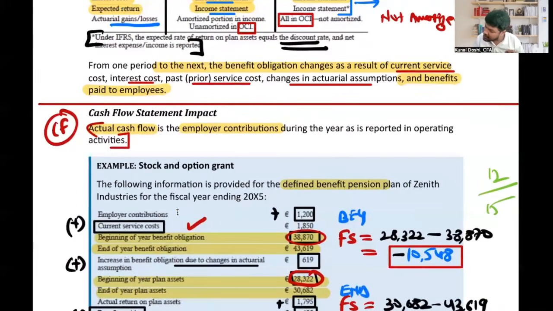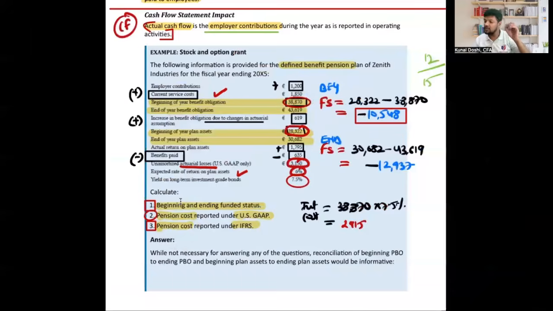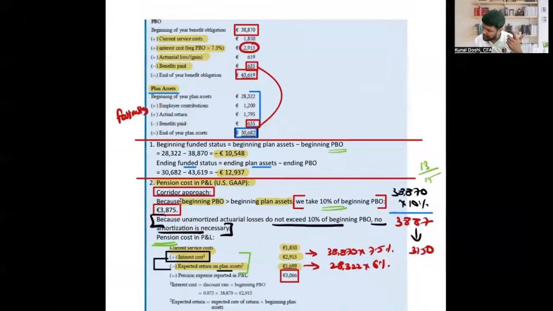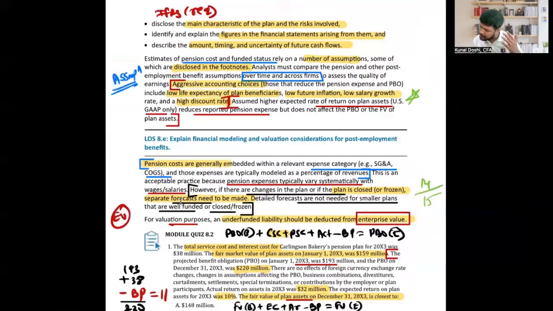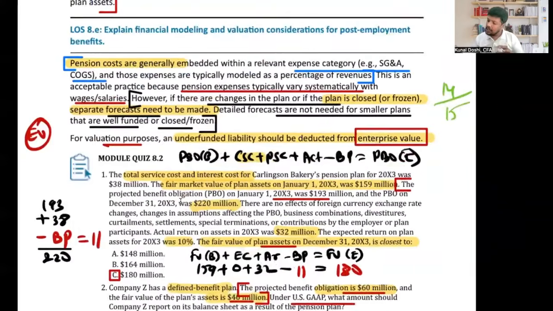Everyone? Cash flow, actual cash flow, is the employer's contribution only. That's it. Because that's the only compensation that is going to be given by the employer right now. That is the contribution. There is no other cash flow. The rest of the cash flow will be paid when it is due. Okay. Paid when it is supposed to be. So cash flow, there is only one, that is the employer's contribution. That is the only thing in the cash flow. Clear?